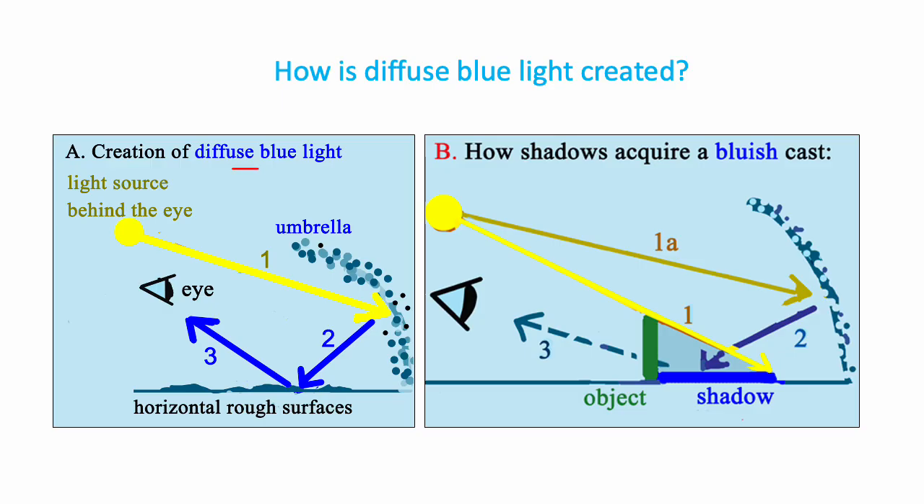So how is this diffuse blue light created? Well, sunlight hits the atmospheric umbrella, which encircles the Earth, and it contains many little particles that scatter light. And it scatters blue light the most because it has the shortest wavelength. So we get blue light everywhere.